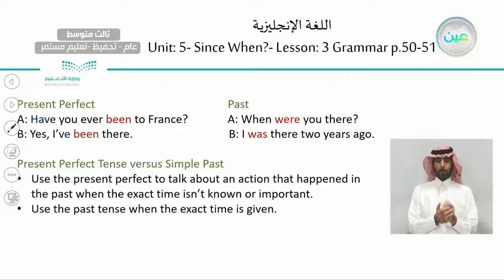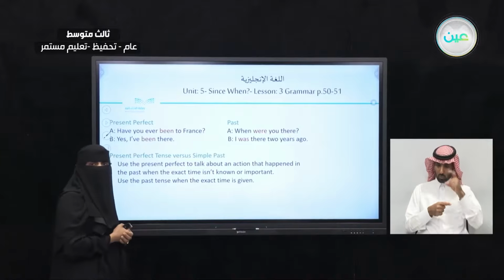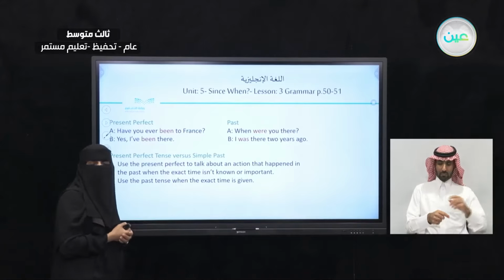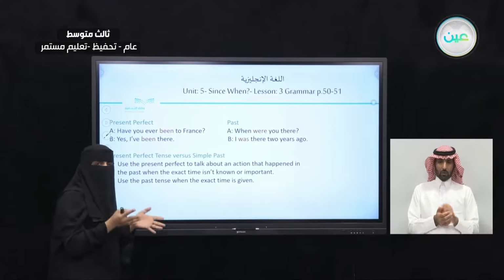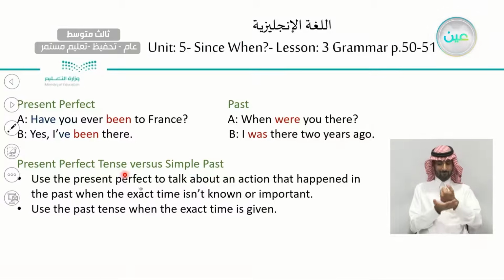Also here, you can find it in your book. Let's read the rest of it. Present perfect tense versus simple past. We use the present perfect to talk about an action that happened in the past when the exact time isn't known or important. Sometimes we don't know the specific time, and sometimes we focus on the action more than the time. The time isn't important for us to mention. We're focusing on the action only. That's why we don't mention it, and we use the present perfect.